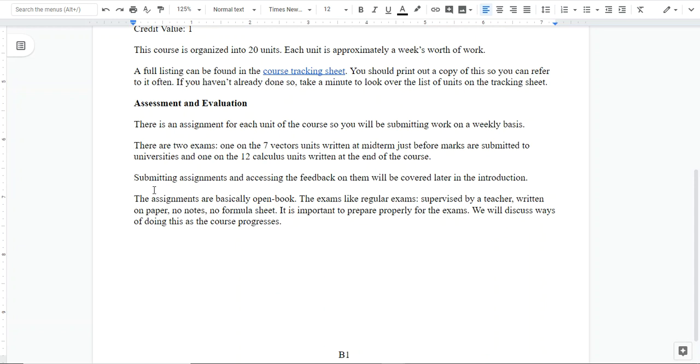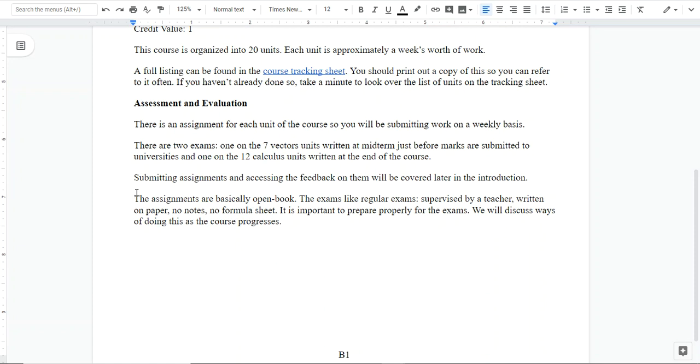How do you submit assignments and how do you get feedback on your assignments? Well, as you saw in that overview, that's going to be a topic that is covered later in this introductory unit. You're going to do a couple of activities later on where you actually submit an assignment and check your feedback. Here is a big thing right down here. The assignments are basically open book. You can refer back to the content when you're working on them. You basically have as much time as you need in order to do them.